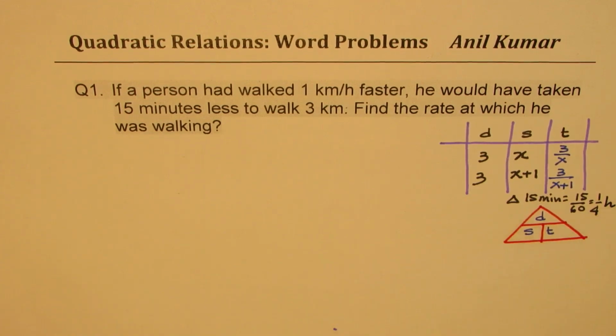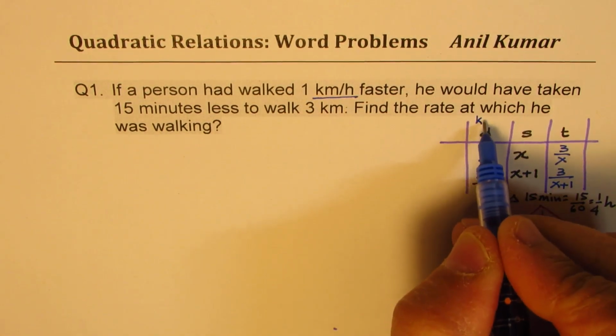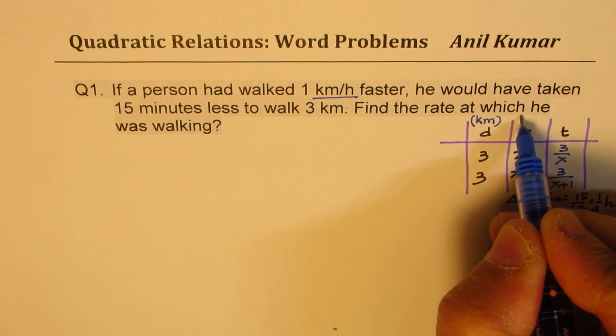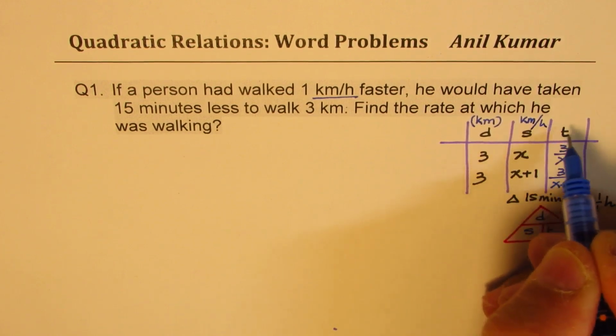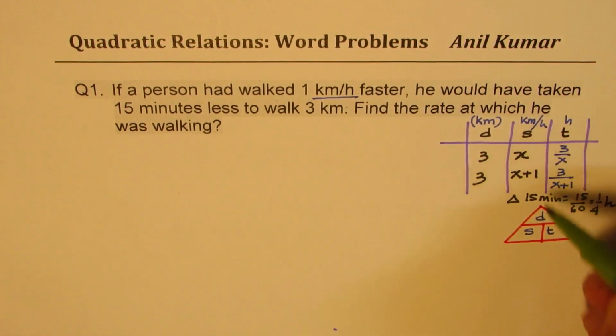Do you see that? Now it is important to convert, since we are talking about kilometers per hour, right? So this distance is in kilometers. The speed is in kilometers per hour. So we have to write time also in hours. So that is the first thing. I hope the information which we have recorded here is clear.